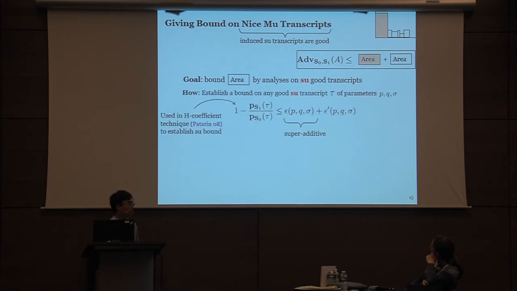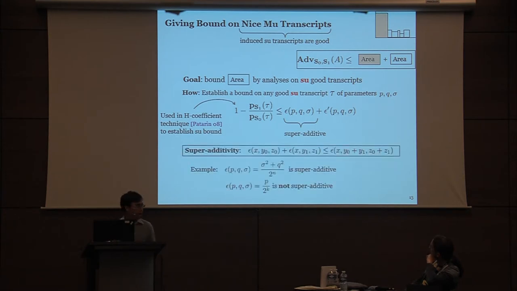In order to achieve that, we consider an arbitrary good single-user transcript tau and then establish a bound on the ratio of the ideal and real probabilities. It is exactly what one would do to achieve the single-user bound by the H-coefficient technique. We then factor out the bound into two terms, epsilon and epsilon prime. The first one must be a super-additive function, meaning that epsilon must satisfy this technical inequality. Many common advantage formulas, such as Q squared plus sigma squared over 2^n, are super-additive.